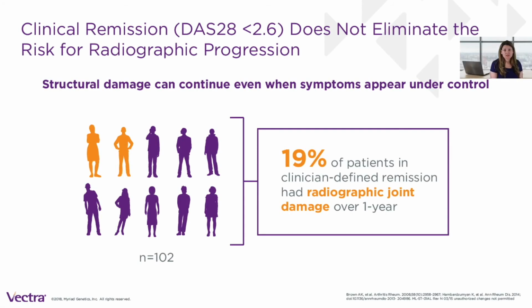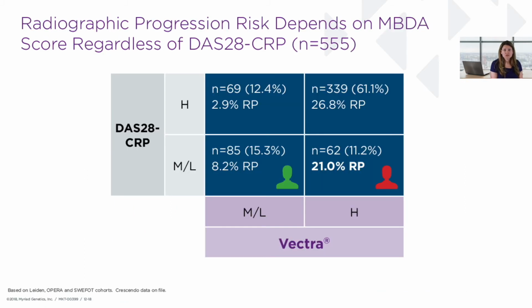Even when symptoms appear under control, joint damage can still occur. Currently, up to 1 in 5 patients in clinically defined remission go on to have radiographic joint damage within 1 year. Vectra is the best predictor of radiographic progression, significantly outperforming DAS28 CRP. When used appropriately, Vectra predicts which patients are likely to radiographically progress, as well as which patients are at a low risk for future joint damage. When clinical measures and Vectra are discordant, Vectra is right in predicting radiographic progression.